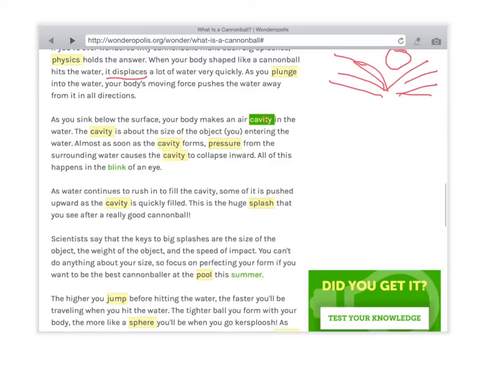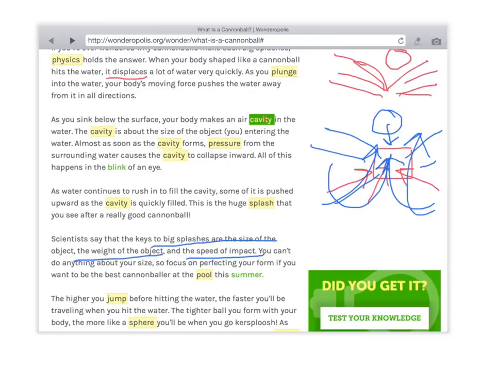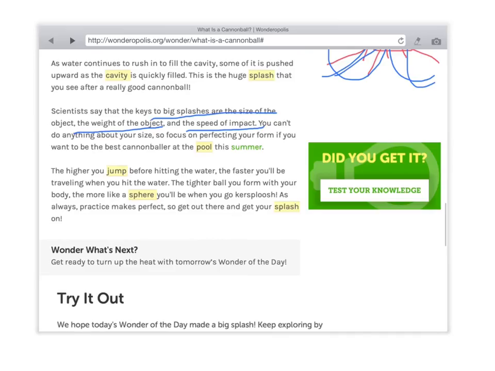You can't do anything about your size, so focus on perfecting your form if you want to be the best cannonballer at the pool this summer. The higher you jump, the faster you'll be traveling when you hit the water. The tighter ball that you form with your body, the more like a sphere you'll be when you go kerploosh. As always, practice makes perfect, so get out there and make your splash.